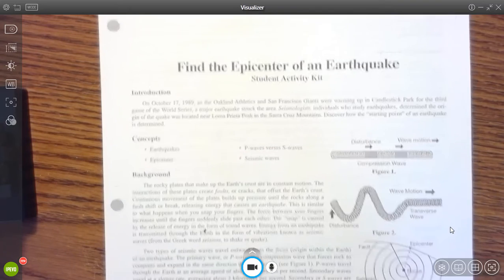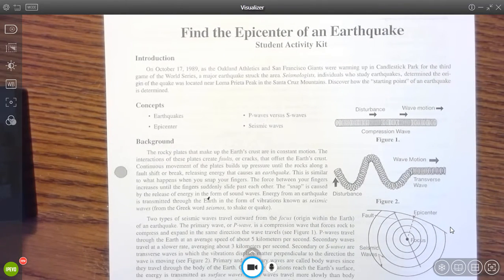Background. The rocky plates that make up the Earth's crust are in constant motion. The interactions of these plates create faults or cracks that offset the Earth's crust. Continuous movement of the plates builds up pressure until the rocks along a fault shift or break, releasing energy that causes an earthquake. This is similar to what happens when you snap your fingers. The force between your fingers increases until the fingers suddenly slide past each other. The snap is caused by the release of energy in the form of sound waves.